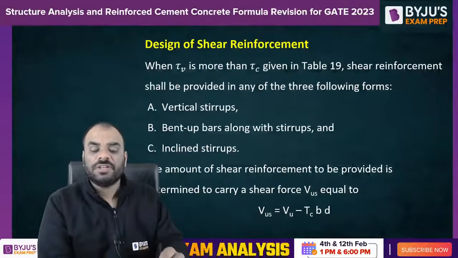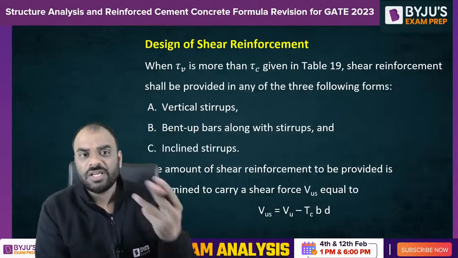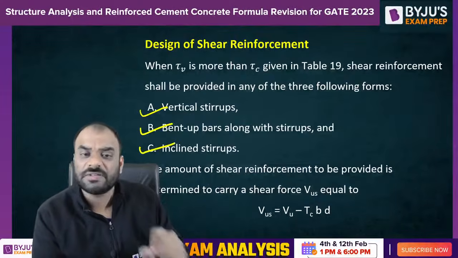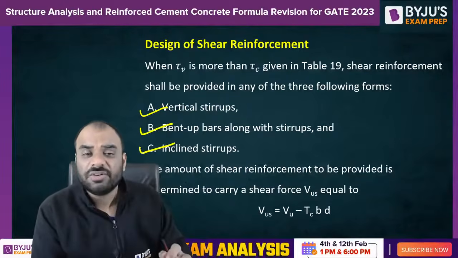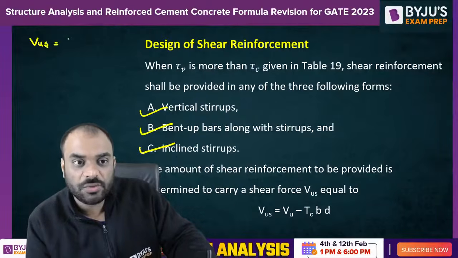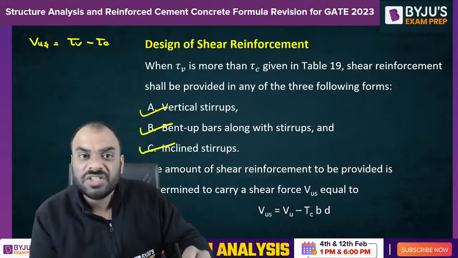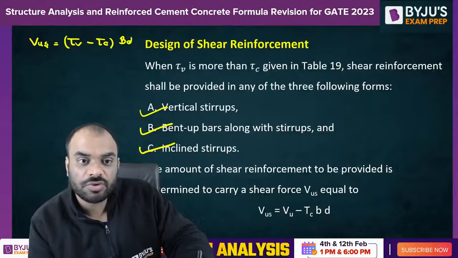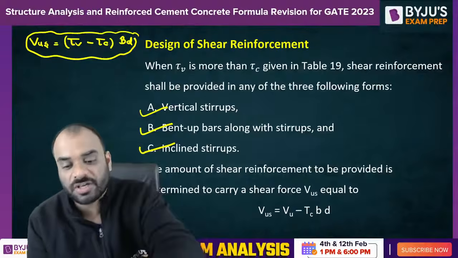Next, now the question is how we can provide the shear reinforcement in the beam. So there are three options. One is basically vertical stirrup, second is bent up bar, third one is inclined stirrup. So what is our design shear force formula? So design shear force will be Vus is equal to, we can write here, nominal shear stress minus shear strength of concrete without shear reinforcement, bracket, multiplied by b into small d. So this is our design shear force for which we need to design our shear reinforcement.